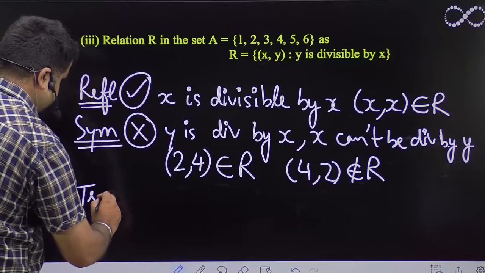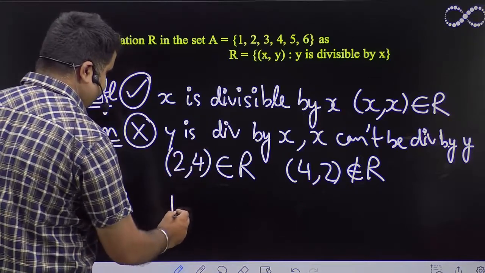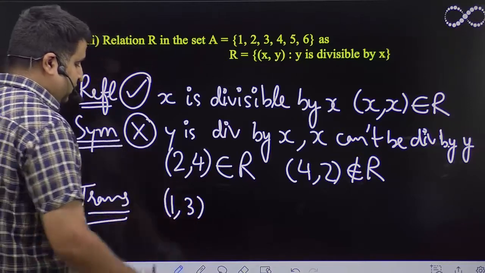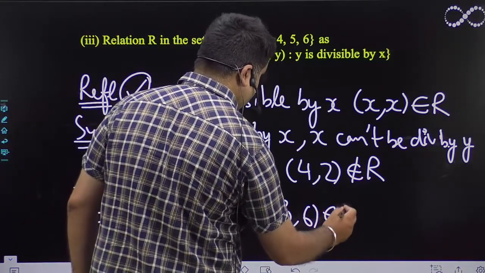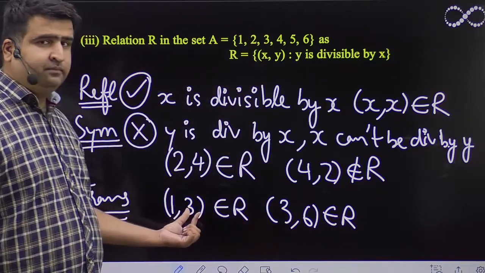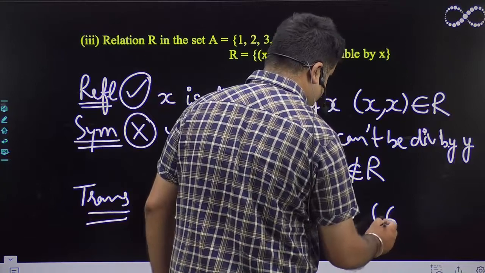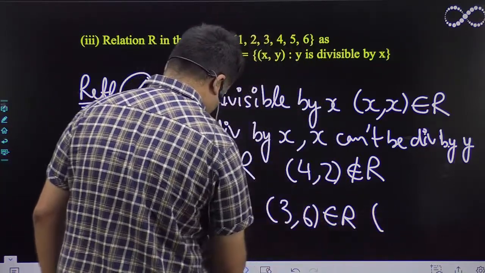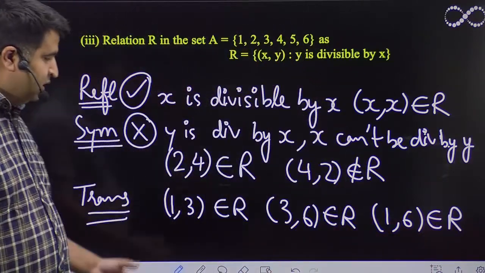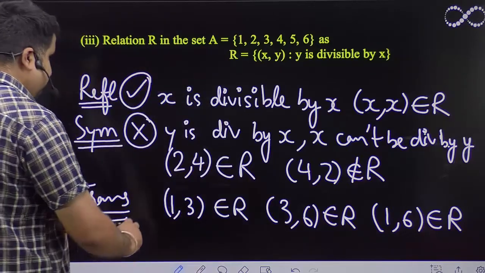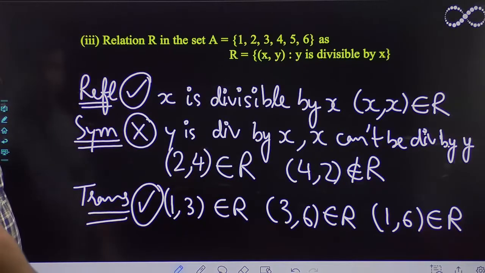Now we'll check for transitive relation. For transitive, we'll see, for example, if we have 1 comma 3, this belongs to R, and 3 comma 6, this belongs to R, which means 3 is divisible by 1. Similarly, 6 is divisible by 3. Then this implies that 6 is divisible by 1. So we will have 1 comma 6 also in this relation R. So this satisfies the transitive property of relations. So therefore this relation is reflexive and transitive but not symmetric. So let's see the next question.